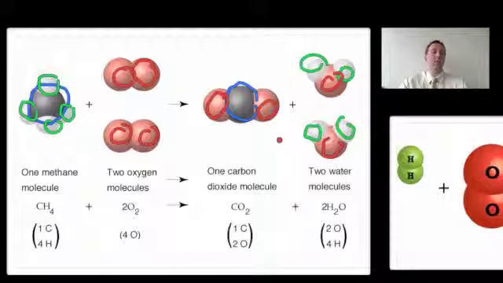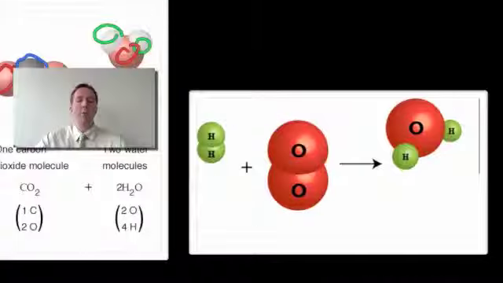So this is the law of conservation of mass. There's always the exact same number of atoms on one side of a chemical reaction as there are on the other side of the chemical reaction. I'll give you another example here.